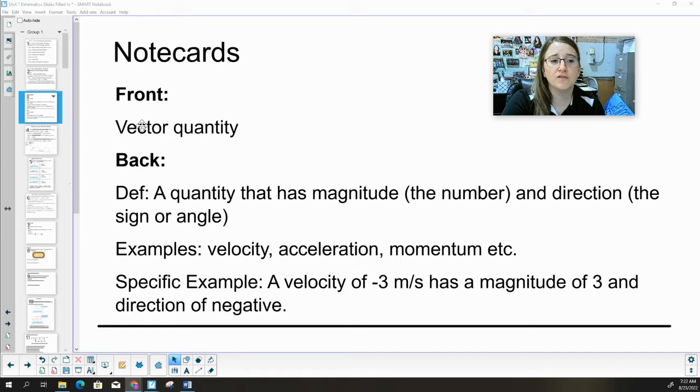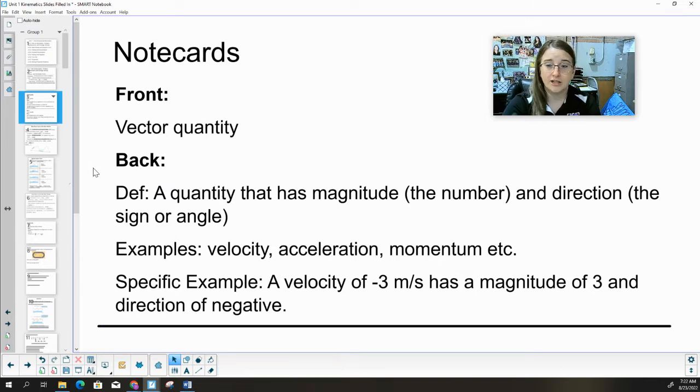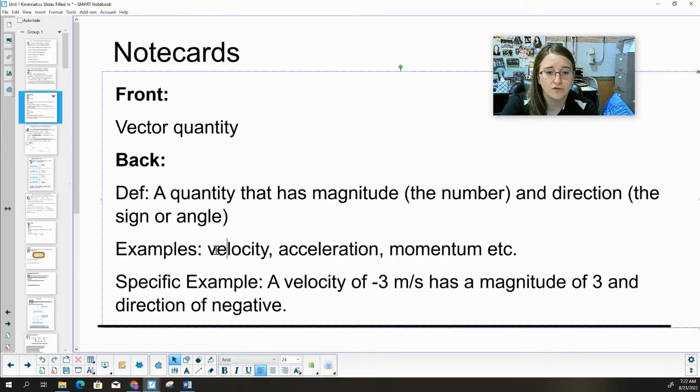Okay, so on the front of the note card, I want you to put vector quantity, and then flip it over to the back side and copy this down. I'm going to talk as you copy, but you can pause if you need to. The definition of a vector quantity is any quantity that has magnitude, which is a number, and direction, the sign or the angle. So these are all examples of quantities. Velocity, acceleration, momentum, they all measure things. That's a quantity. Distance is a quantity. Time is a quantity. Anything that represents something we can measure.